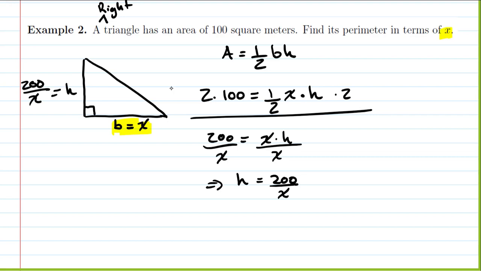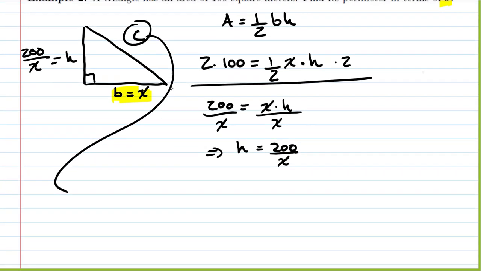So now we need to find the perimeter of this triangle. The perimeter is like the distance around, right? So this side would be x, this side would be h. How do you find the third side of a right triangle? Yeah, the Pythagorean theorem. a squared plus b squared equals c squared. So we can find this missing piece by using the Pythagorean theorem.